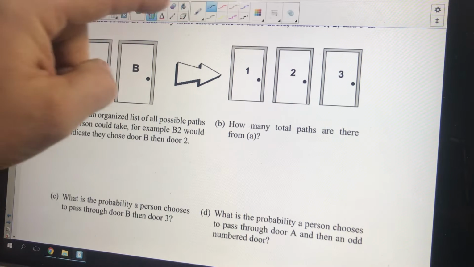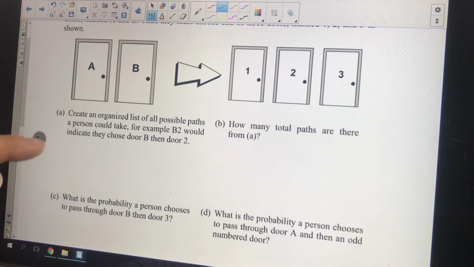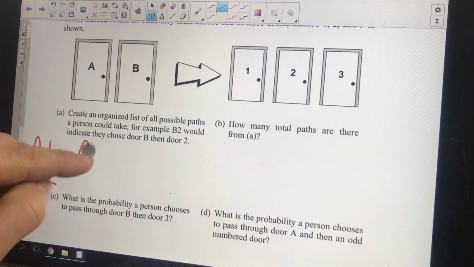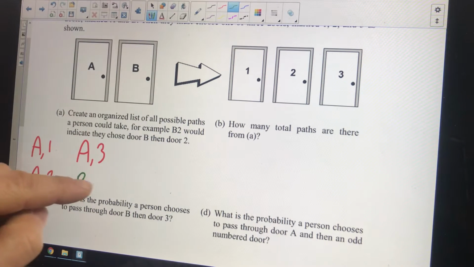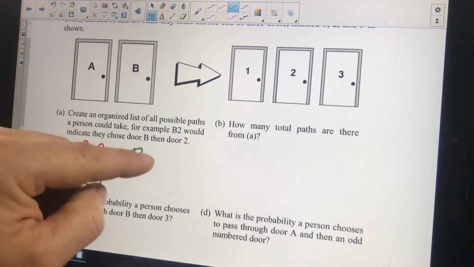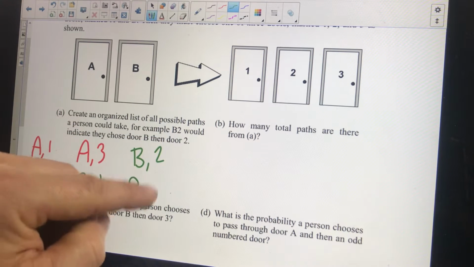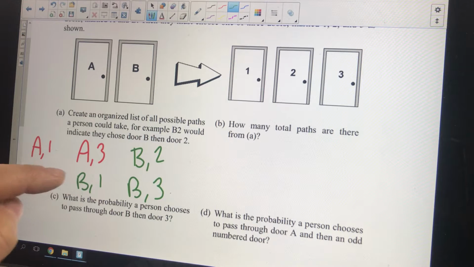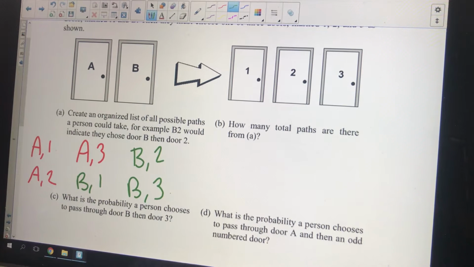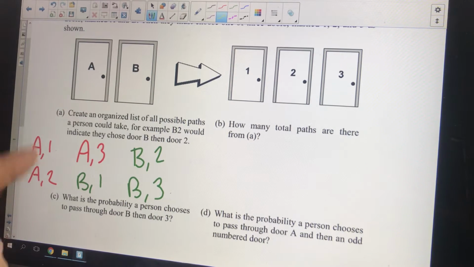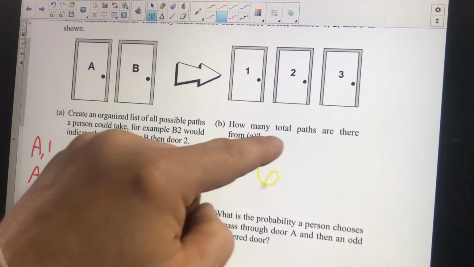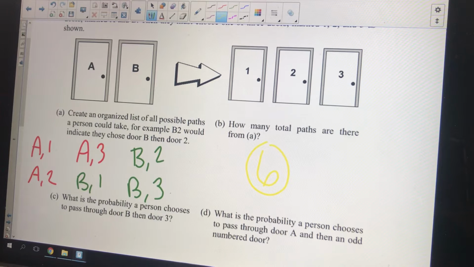Okay, so what they're saying is, what could a person do? A person could go through A and then 1, A and then 2, and A and then 3. Or they could go through B and then 1, B and then 2, B and then 3. Now, how many total paths are there? I'm just counting up those options: 1, 2, 3, 4, 5, 6. There are 6 different paths they could take.